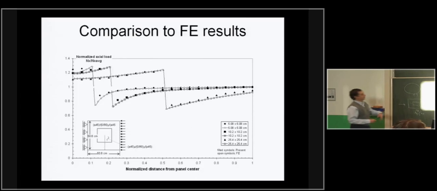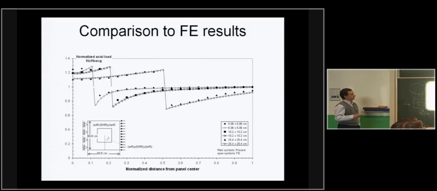And in fact, our solution is extremely good for this case, and for this one, it's a little less good, but still good enough for engineering purposes, definitely, for the smaller of the squares. So this one is the smaller square, 5 centimeters. This one is the intermediate size, and this one is the biggest.